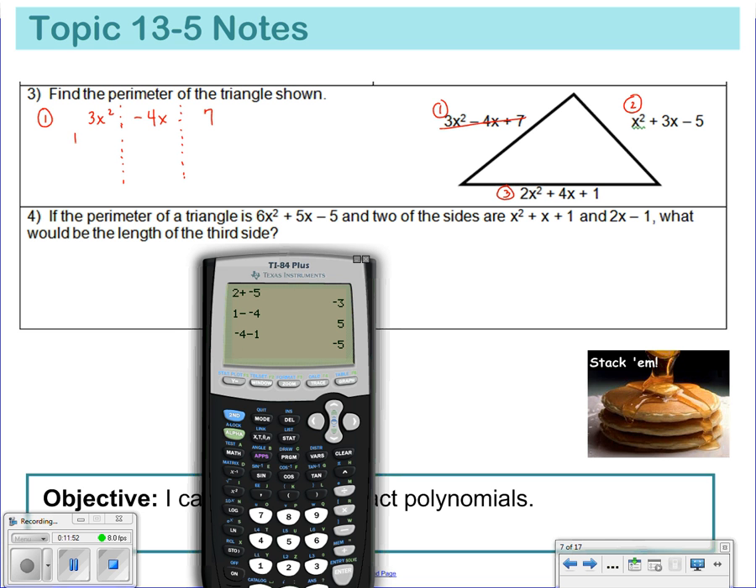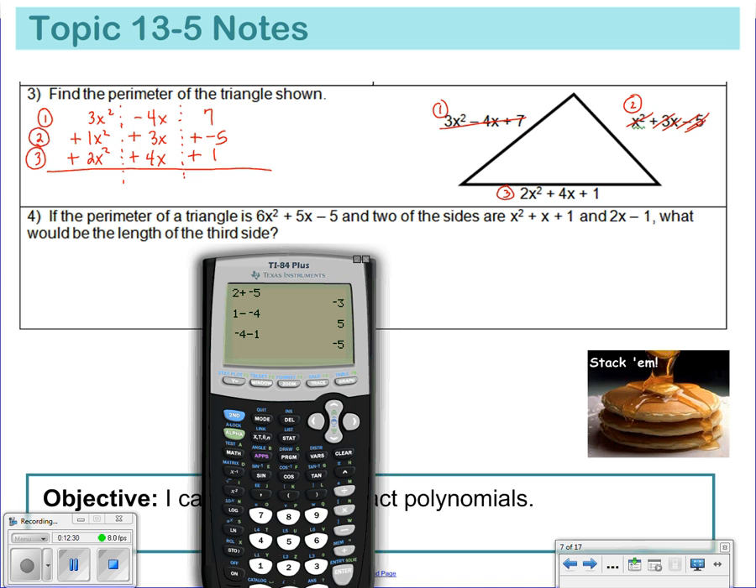Taking care of my first one. Now, because it's perimeter, we're adding, so we'll say plus, plus, plus. Let's go to our second side. Our second side is a positive 1x squared, and then a plus 3x, so I just leave 3x as a positive, and then a minus 5. We took care of side number 2. Side number 3, we're going to add plus, plus, plus. And now we have 2x squared from that side, 2x squared, a positive 4x, and a positive 1.